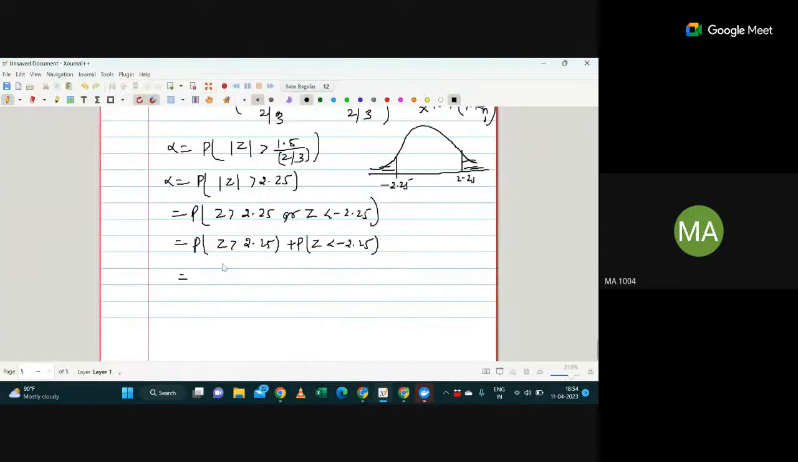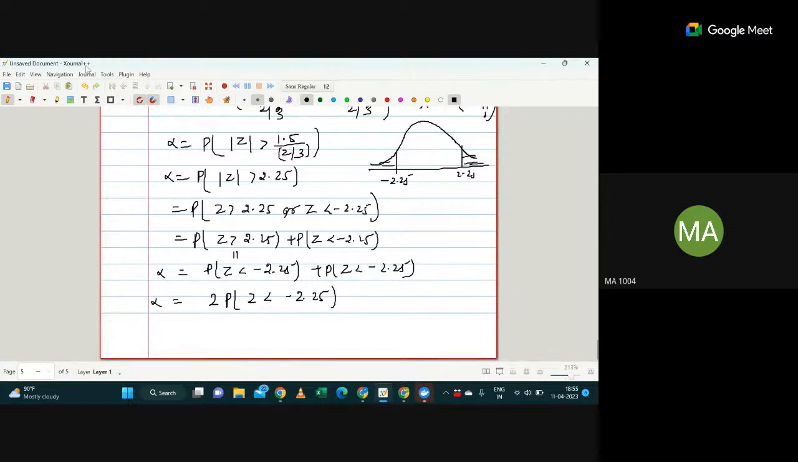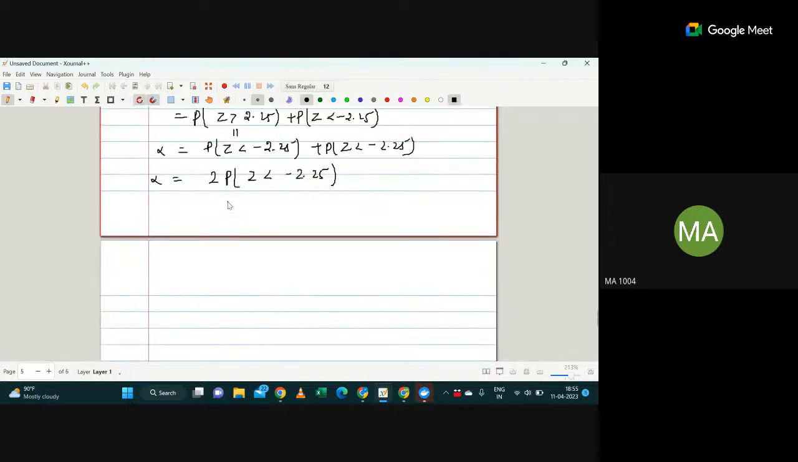So as per the symmetry, I can write the probability of z greater than 2.25 plus the probability of z less than minus 2.25, correct? These are equal. So alpha will be 2 times the probability of z less than minus 2.25. Since this is the CDF of the standard normal, it will be 2 times F of z at minus 2.25.